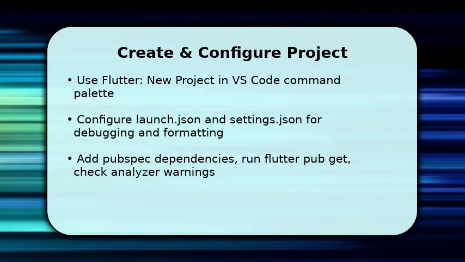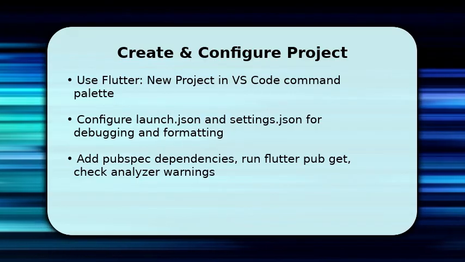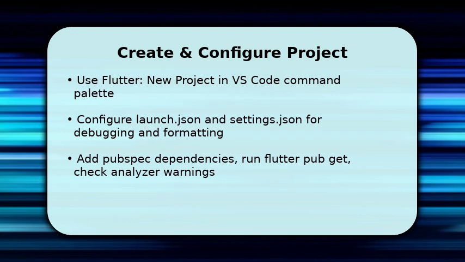Next, configure your workspace: edit launch.json for debug targets and settings.json for format on save and Dart line length. Add packages to pubspec.yaml, then run flutter pub get to install them. Once dependencies are in, analyze the project, fix analyzer warnings, and run the app once to verify build configuration and device connectivity before iterating on features.